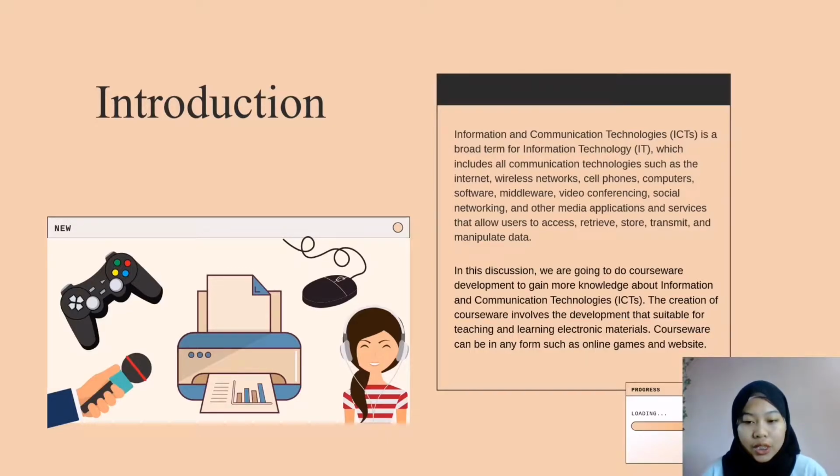In this discussion, we are going to do Courseware Development to gain more knowledge about information and communication technologies. The creation of Courseware involves development that is suitable for teaching and learning electronic materials. Courseware can be in any form such as online games and websites.